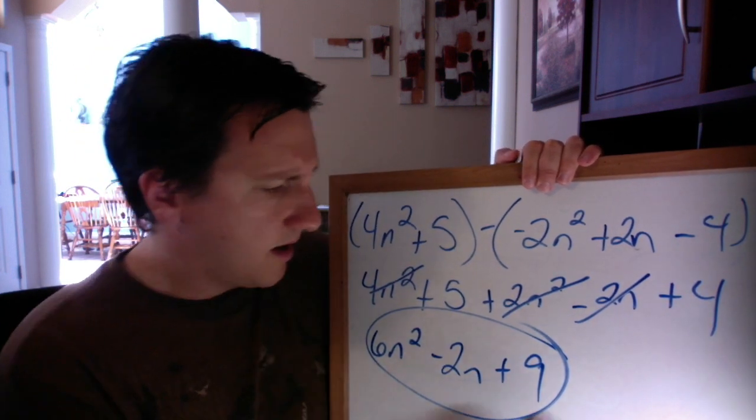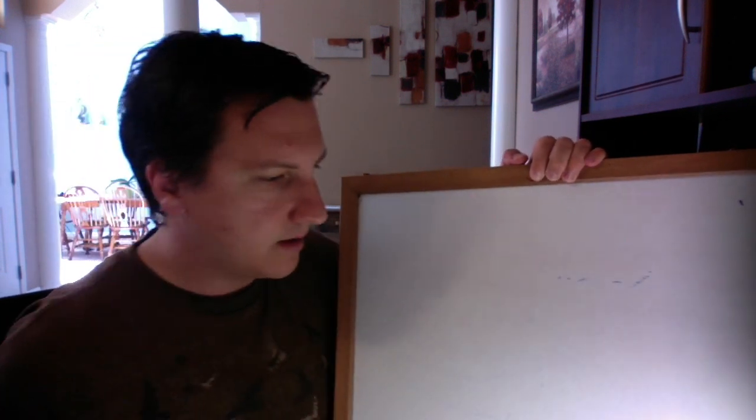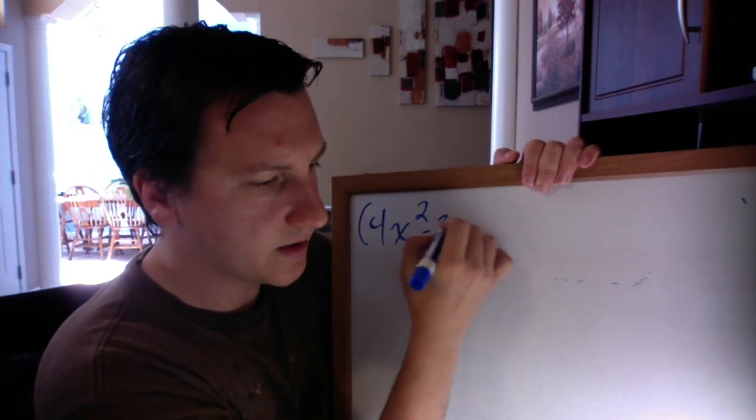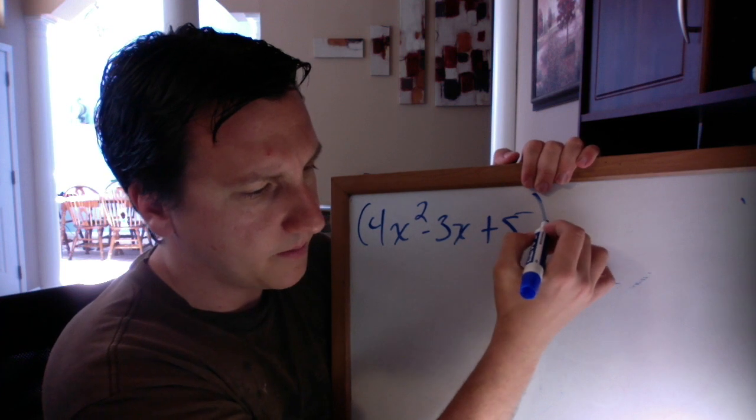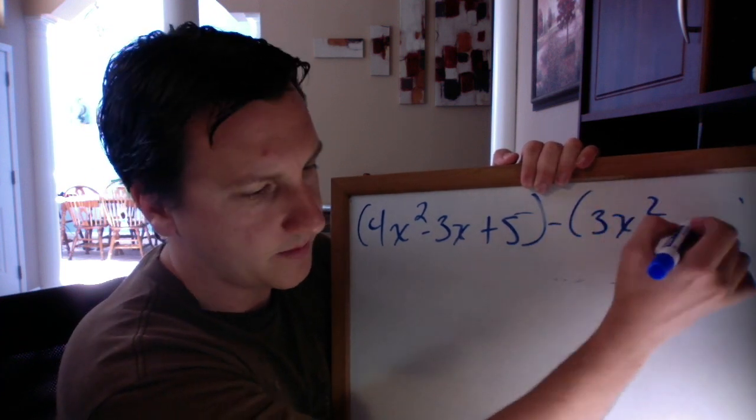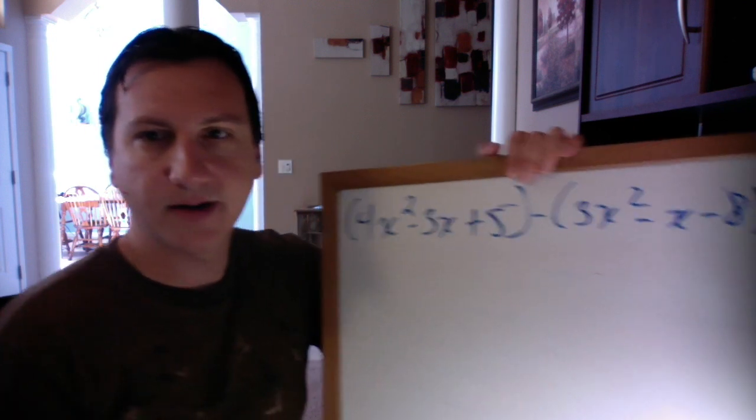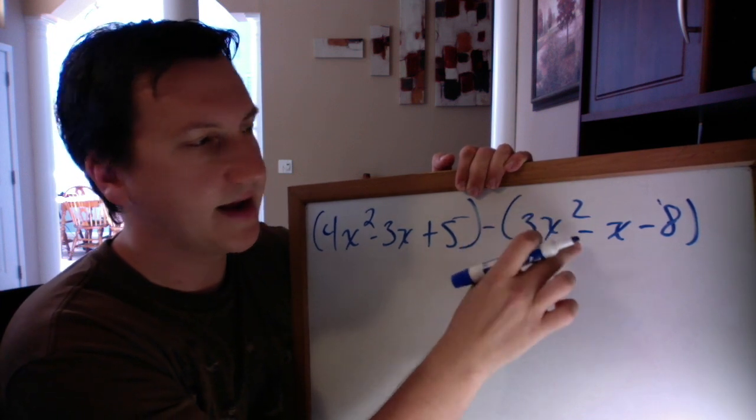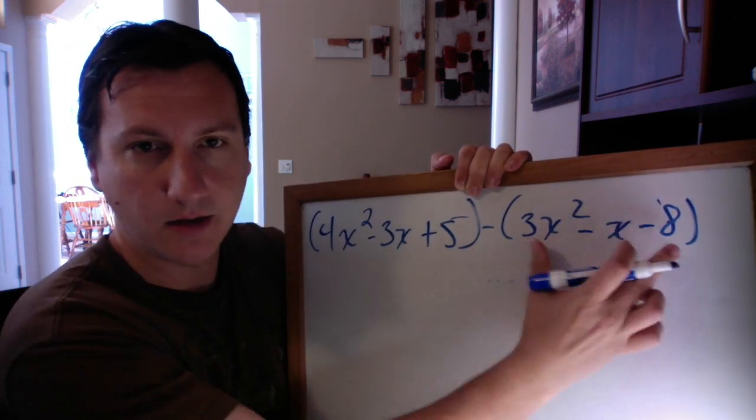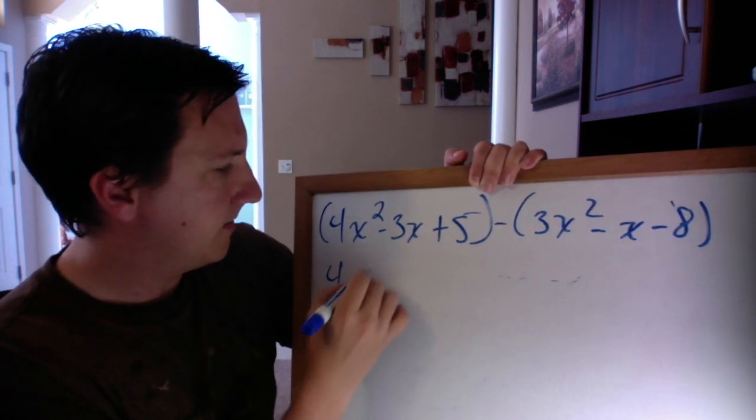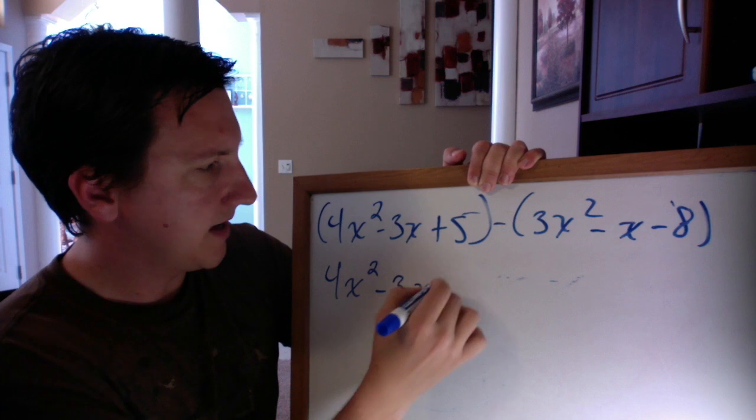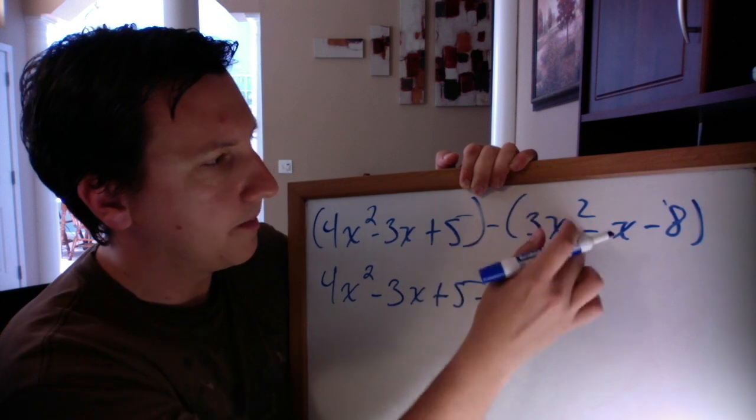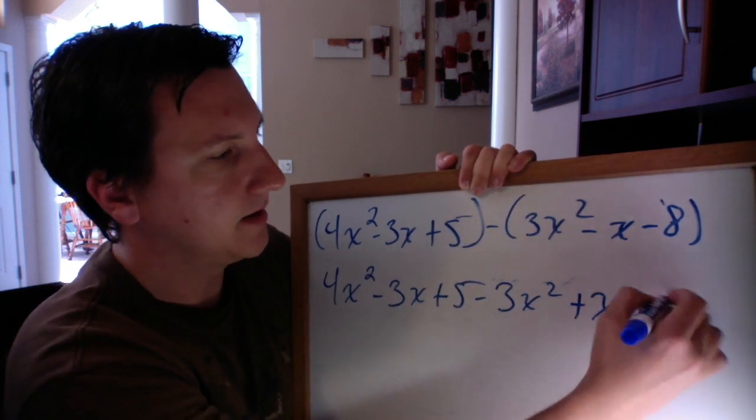Okay. And just one more example of that real quick would be letter B. So it says 4x squared minus 3x plus 5 minus, parentheses, 3x squared minus x minus 8, I think is what I have there. So again, the subtraction sign changes every positive to a negative and every negative to a positive that's in this second set of parentheses. So I'm just going to rewrite it here. 4x squared minus 3x plus 5 minus 3x squared plus x plus 8.